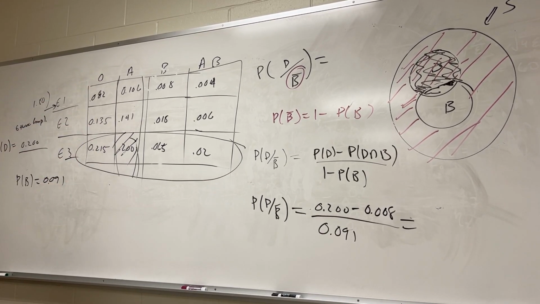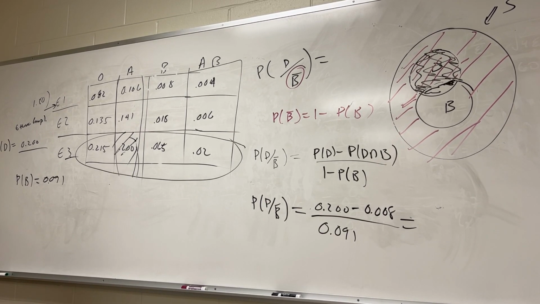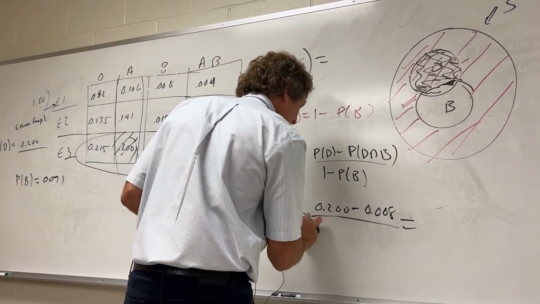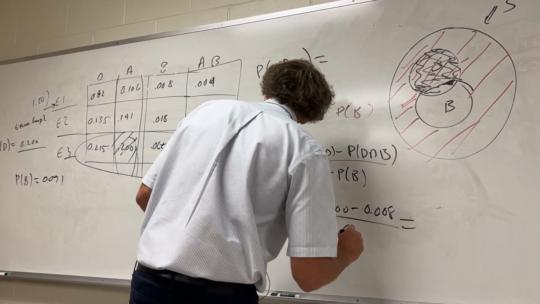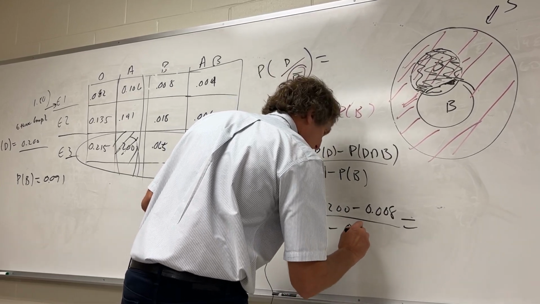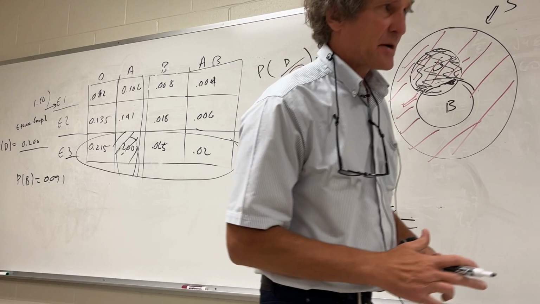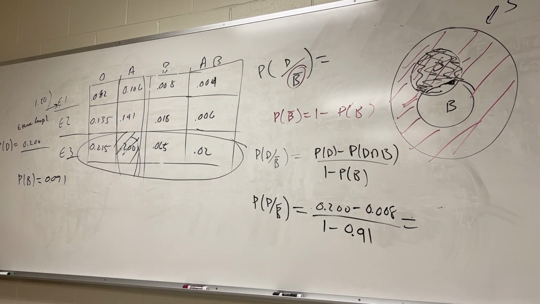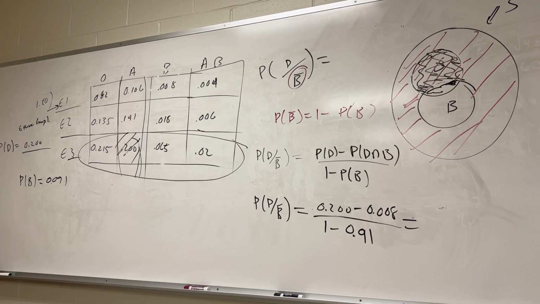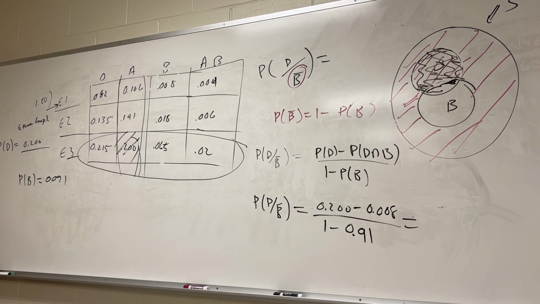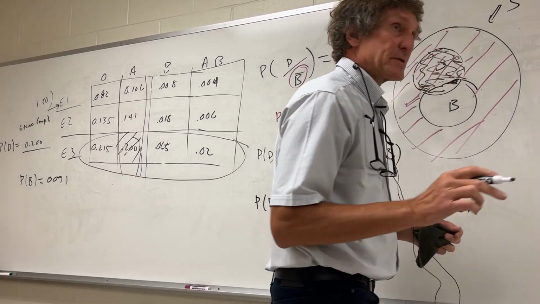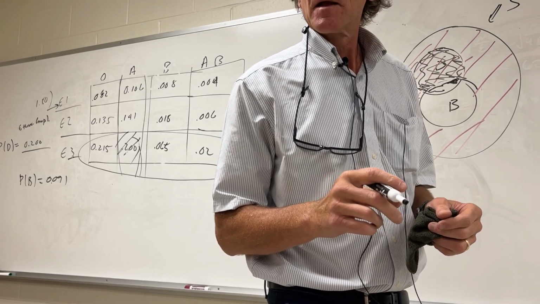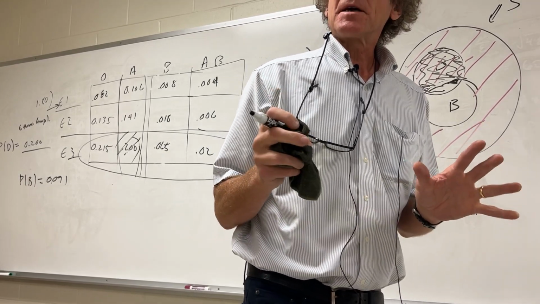Is the bottom supposed to be 1 minus what you got there? Because that's the probability of B, the 0.091. Oh, yeah, it's supposed to be 1 minus that, I'm sorry about that. 1 minus 0.091. Can you tell me what that is? You have 0.211 if you plug that in. Sounds right. 0.211? Yes. Is that right? It is? Okay.